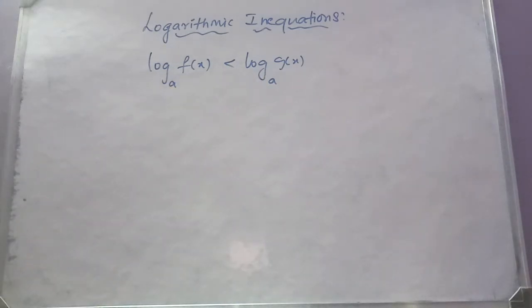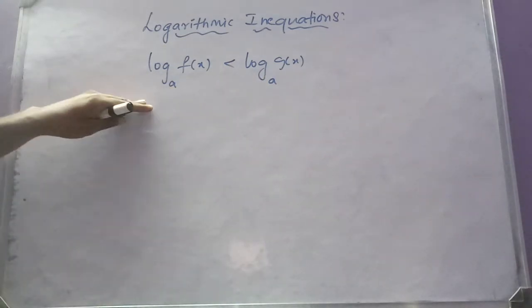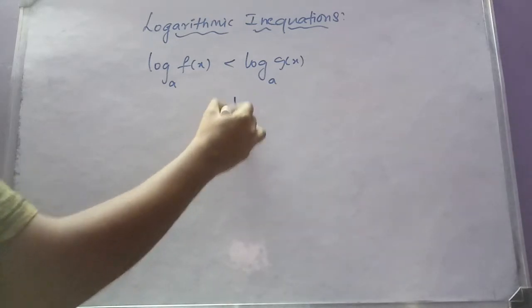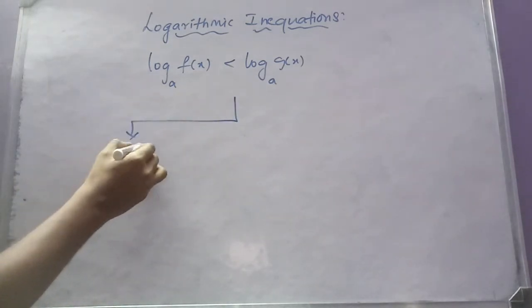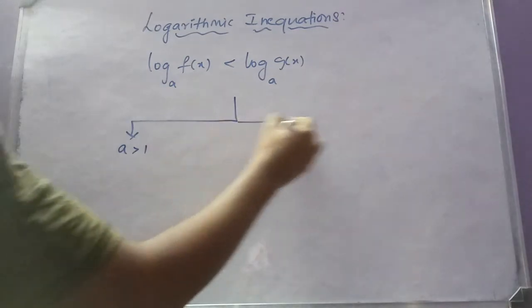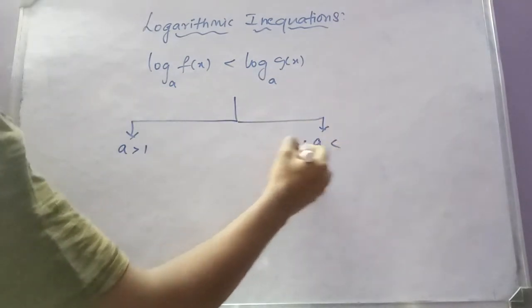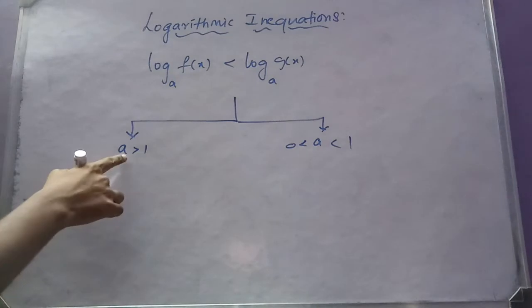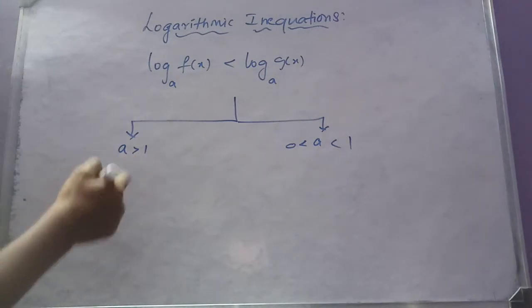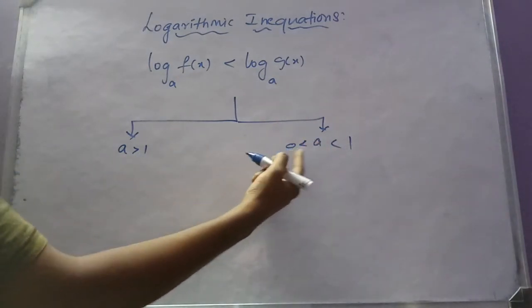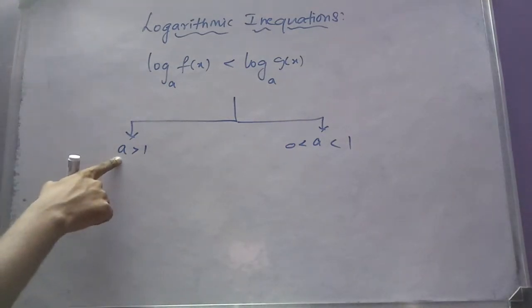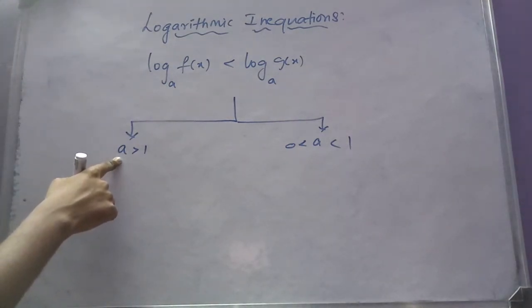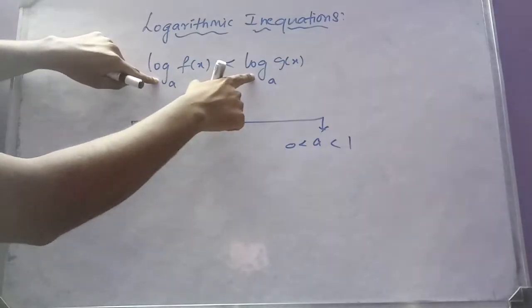While solving these inequations we have two different cases. In case 1, a is an improper fraction, and in case 2, a is a proper fraction. So a is an improper fraction means it is greater than 1, and proper fraction means it is less than 1 and of course greater than 0. What happens if a is an improper fraction? It means that I can ignore logarithms on both sides.